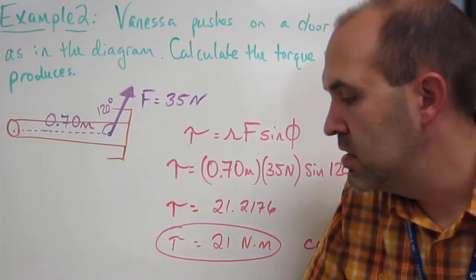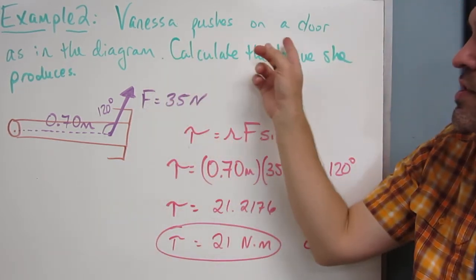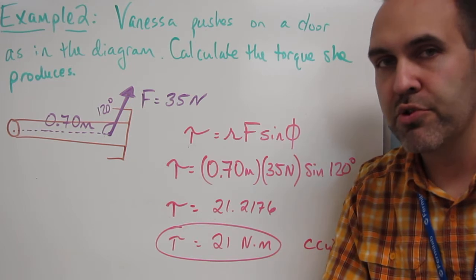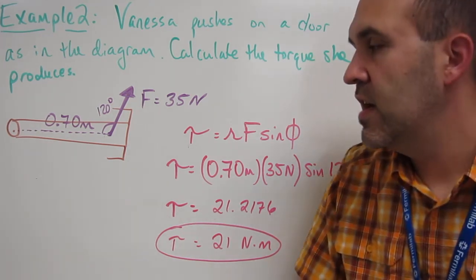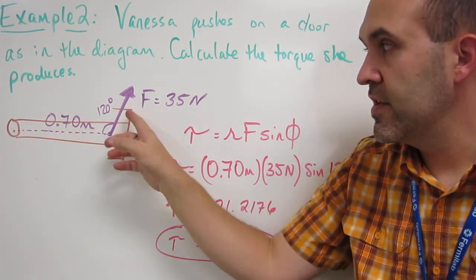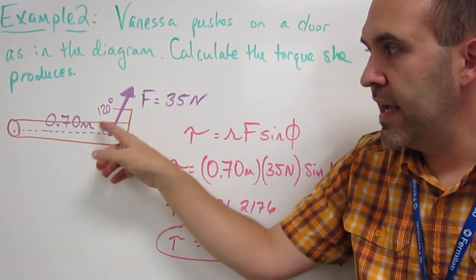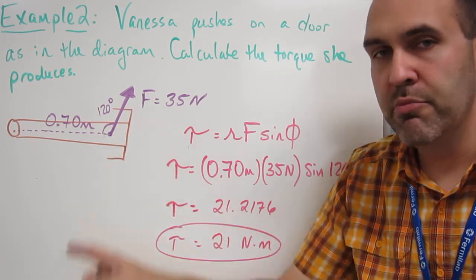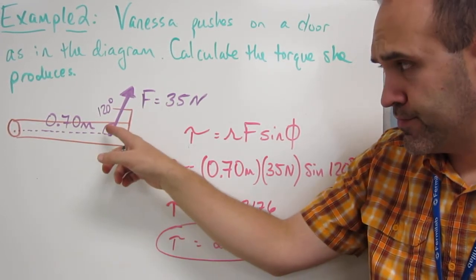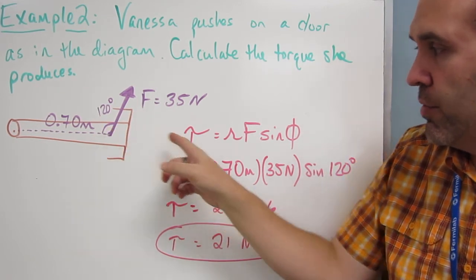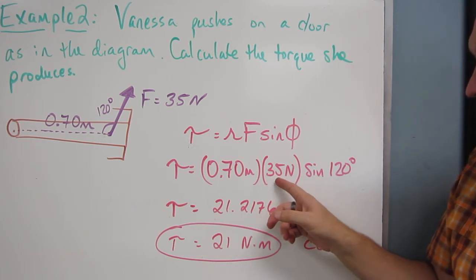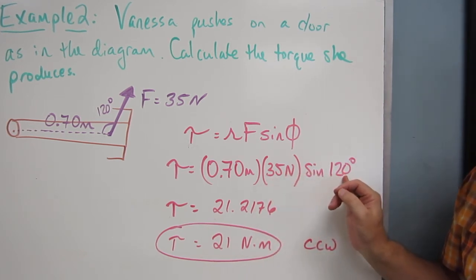Example 2: maybe Vanessa comes along and pushes on a door, as in the diagram here. Calculate the torque she produces. So in this case, I had her apply the force 0.7 meters from the hinge. It's 35 newtons in this case. But the angle between R and F is a little bit bigger than 90. It's 120. And so in this case, we would write R F sine phi, where R is 0.7, F is 35, and we have the sine of 120.